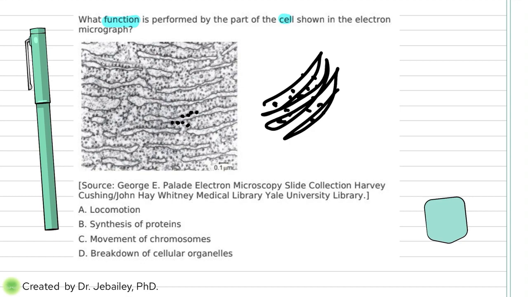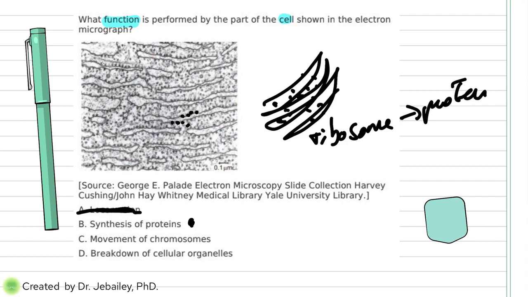Locomotion means movement. If it's inside the cell, how does it move? No, it has to be on the outside of the cell, so it's a no. Synthesis of protein, this more likely. Why? Because we have ribosomes, and we know that ribosomes, what do? They produce protein. So you have to remember all the organelles and their functions.